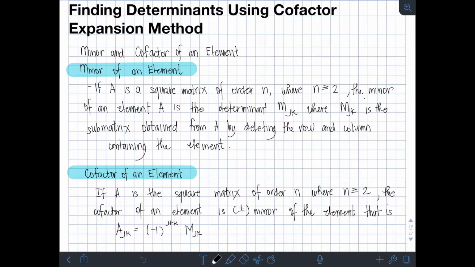Sa video na to, ituturo ko sa inyo ang finding determinants using cofactor expansion method. So kung gusto nyo itong matutunan, just keep on watching.